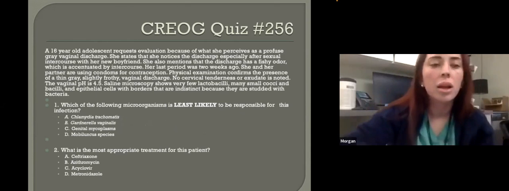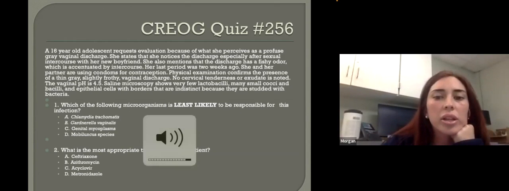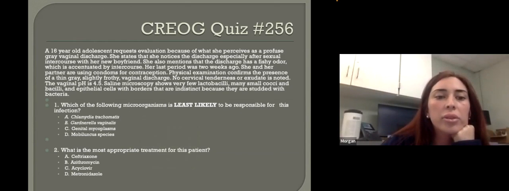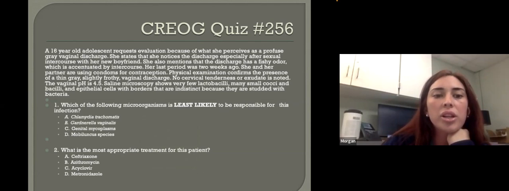Okay. A 16-year-old adolescent requests evaluation because of what she perceives as a profuse gray vaginal discharge. She states that she notices the discharge, especially after sexual intercourse with her new boyfriend. She also mentions that the discharge has a fishy odor, which is accentuated by intercourse. Her last period was 2 weeks ago. She and her partner are using condoms for contraception.